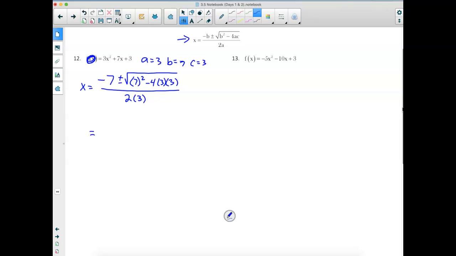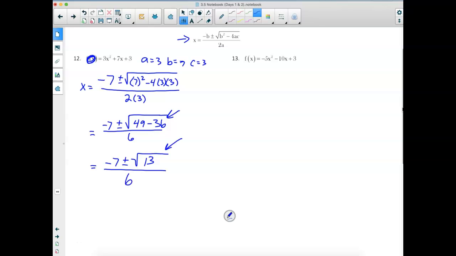So I'm going to come along. Well, negative 7 plus or minus the square root of 7 squared is 49. Negative 4 times 3 is negative 36. So minus 36 over 6. Well, I'm still not done. So I get opposite, or negative 7, plus or minus the square root of 49. Oh, I forgot my 6 on there. 49 minus 36, that gives me 13 over 6.